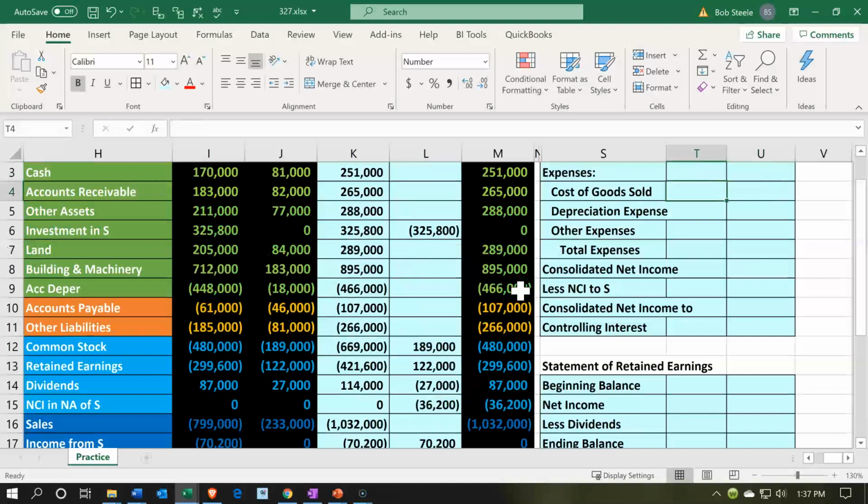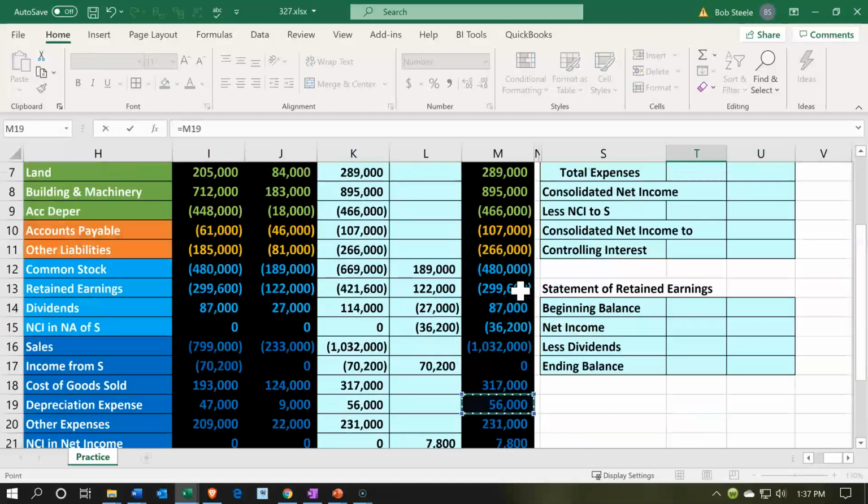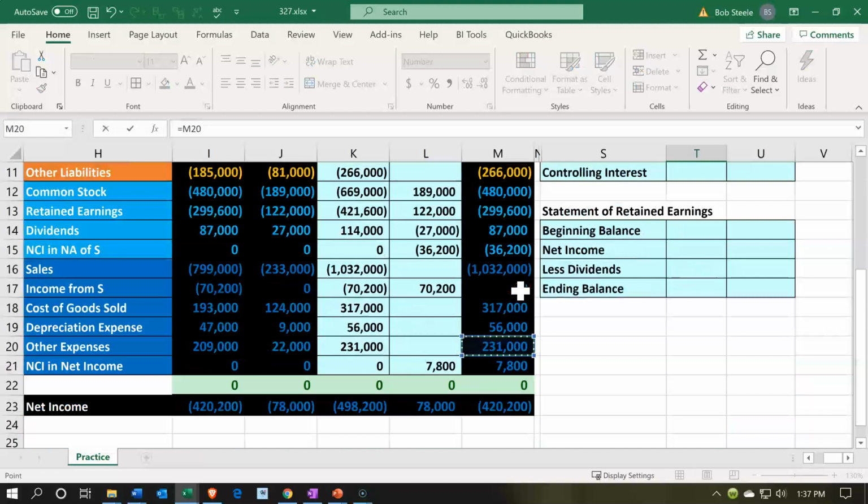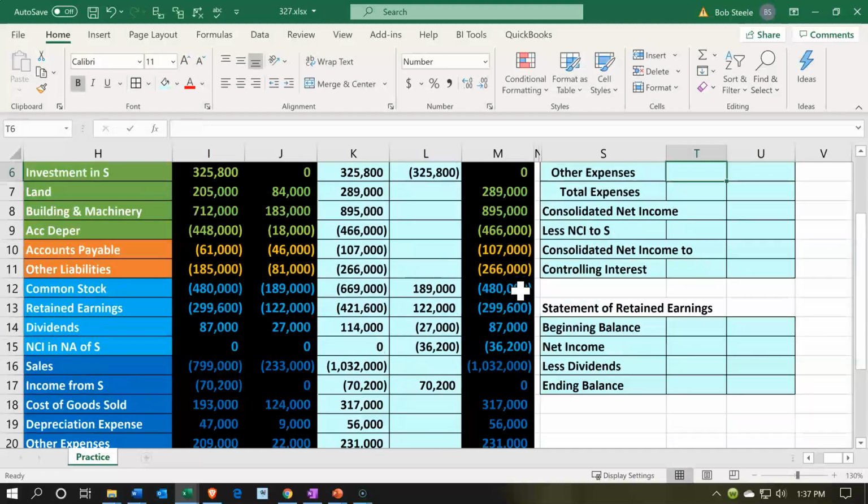Then I'm going to go down to the expenses. I'm going to put them into the inner column. I'm going to pick up the cost of goods sold. So scrolling down to the cost of goods sold, we'll pick up that number. Then we're going to go to the depreciation and do the same thing. We'll pick up the depreciation. And then I'm going to go to other expenses and pick that up.